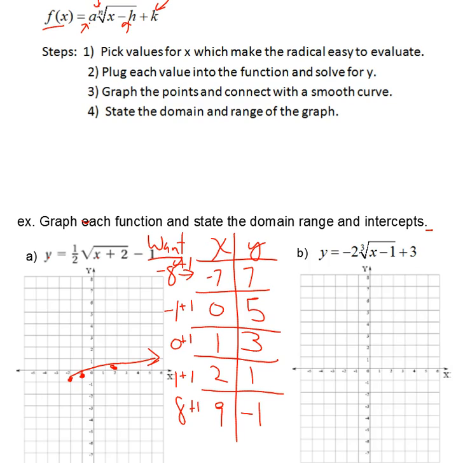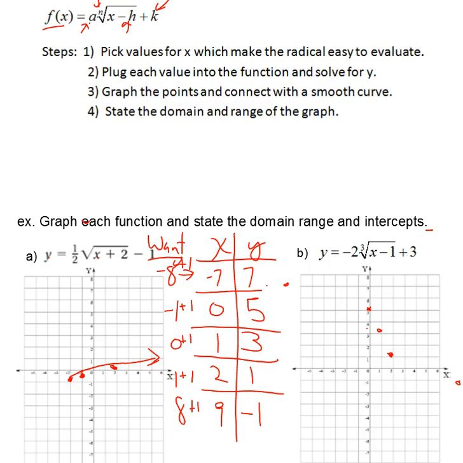So -7 will be over here, left 7 and up 7, so like right there. Left 7 and up 1, 2, 3, 4, 5, 6, 7. So like right here. (0, 5) is over 0 and up 1, 2, 3, 4, 5. (1, 3) is over 1 and up 3. (2, 1) is over here. All right. Right here. My bad. Erase that. Okay. And then (9, -1) will be like right here.